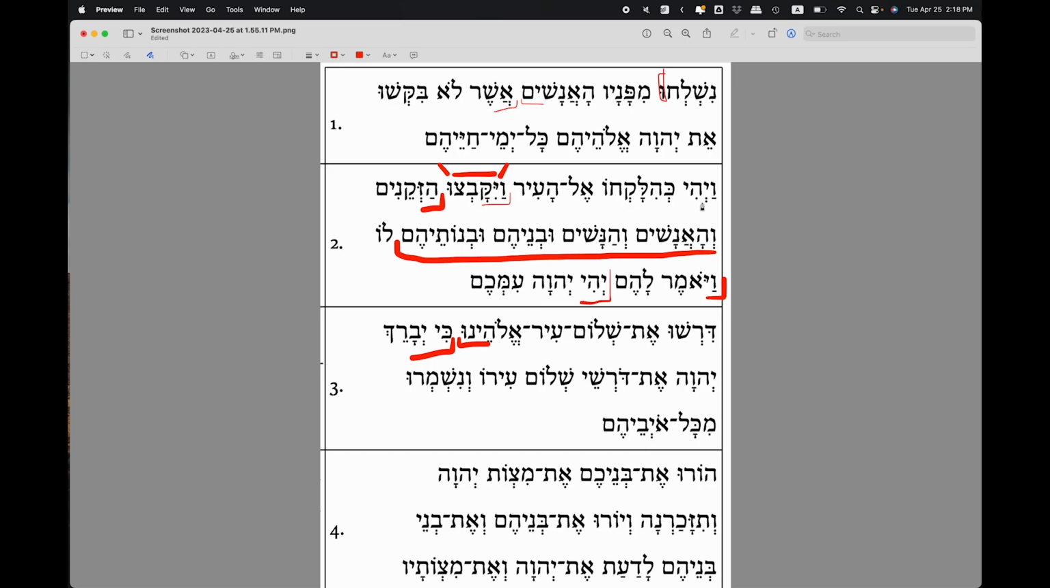So it happened that when he was taken to the city, the elders and the men and the women and their sons and their daughters were gathered to him, and he said to them, the Lord be with you, or may the Lord be with you.